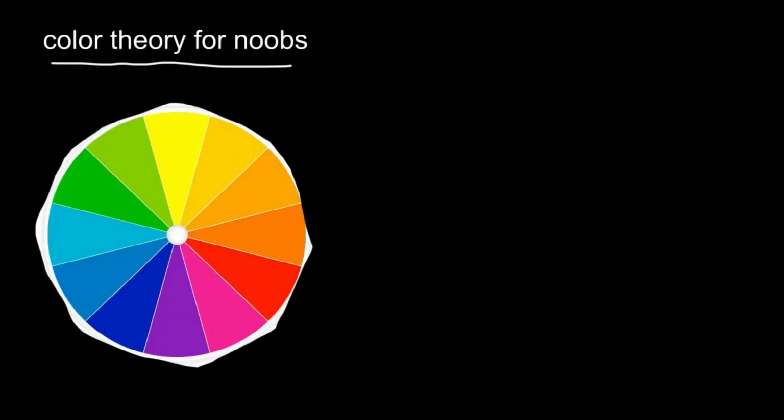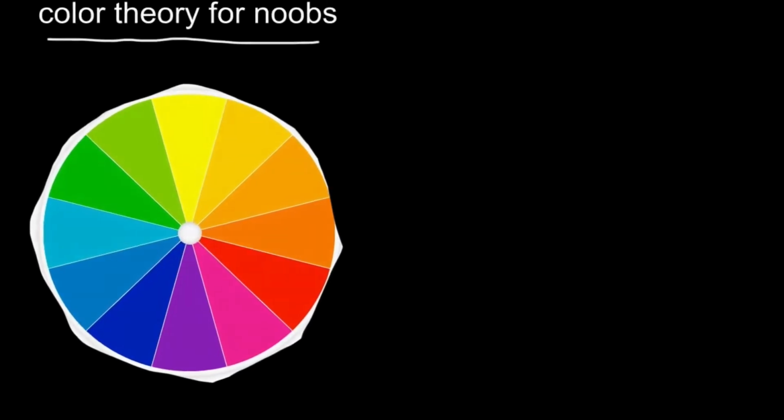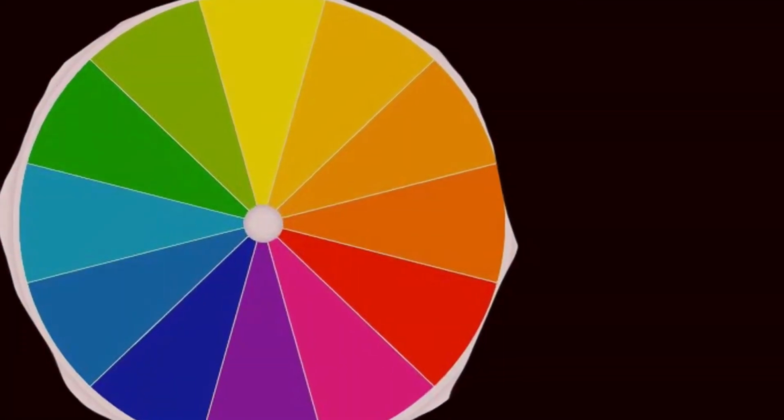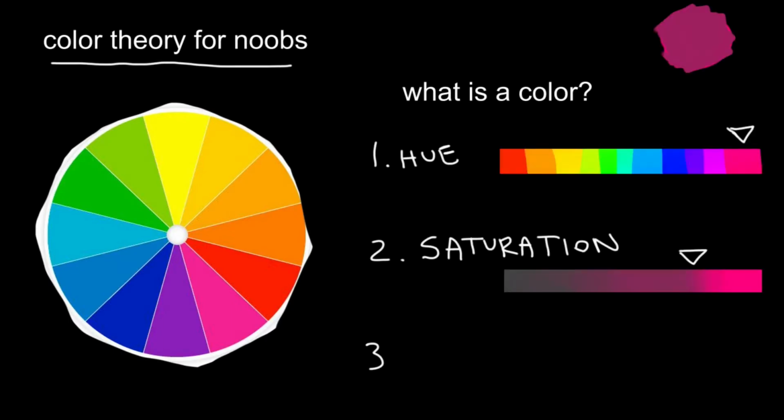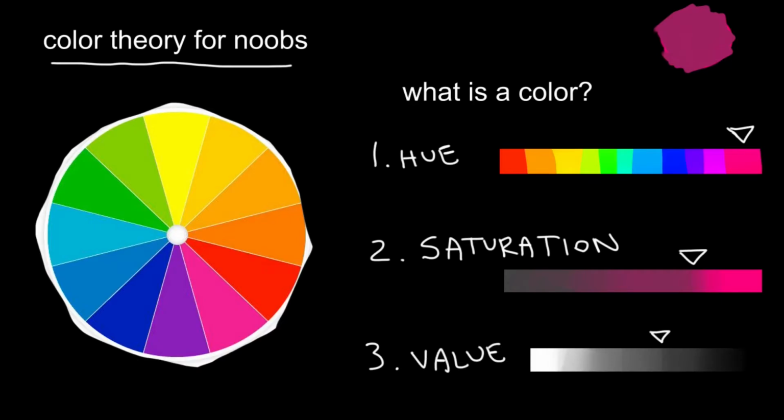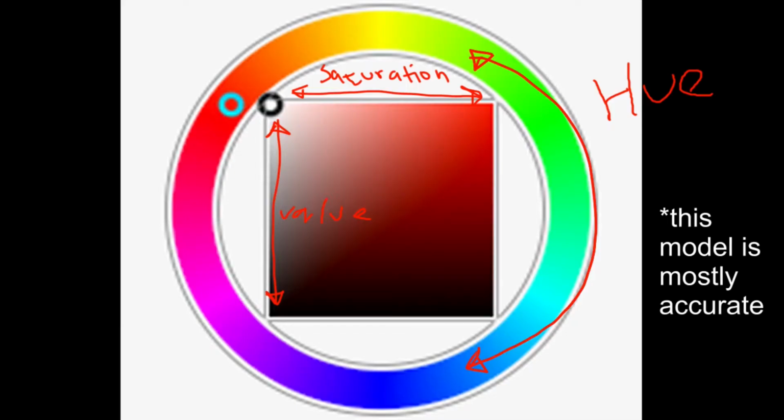Alright, this is a color wheel. Do you have it memorized? No. Well, hurry up and memorize it. Okay, that's enough memorizing. There are three parts that make up a color: hue, saturation, and value. You can change a color into any other color by changing any of these aspects.